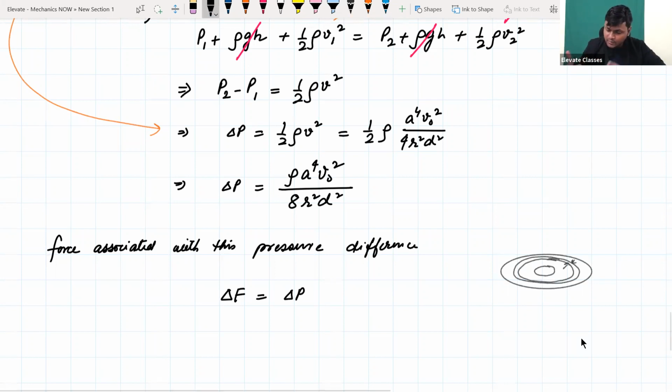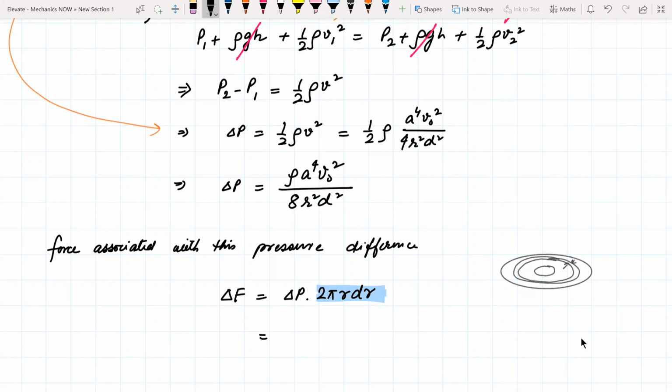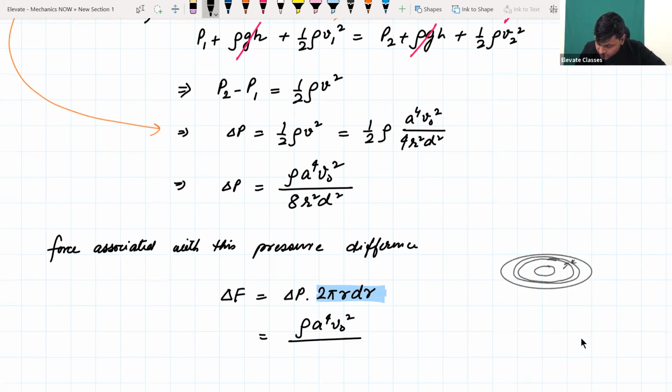The pressure difference on a random ring is acting over an area of 2 pi r dr. If I create a random ring out of the entire disk, and that ring has a width of dr, then it contributes an area of 2 pi r dr. So the pressure difference multiplied by that area is equal to the force on that particular ring. Yes? Yes, sir. So therefore this simply becomes rho a to the power 4 v naught square upon 8 r square d square into 2 pi r dr.